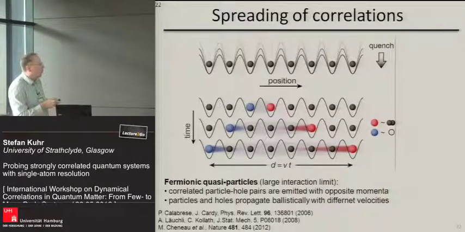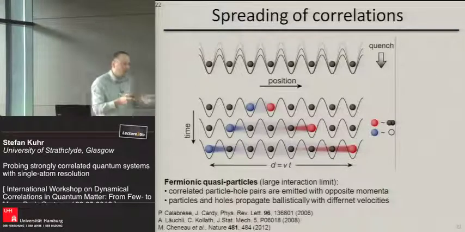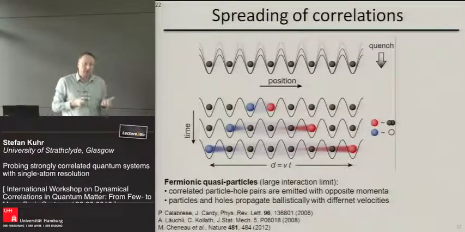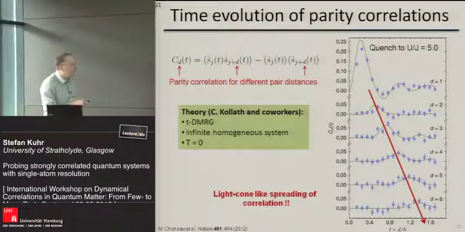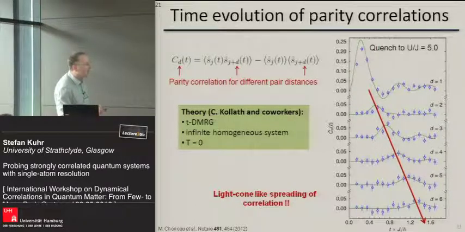So you have a hole emitted to the left plus a doubly occupied site emitted to the right, plus the inverse. And these particles and holes propagate ballistically with different velocities through the system, and they follow a well-defined dispersion relation, and that's basically why you see this wave packet-like behavior. This dispersion relation also involves Bessel functions. That's why you see this second maximum, which you can almost recognize from our data. And this dispersion relation also describes that the amplitude of this maximum of the correlation decreases.